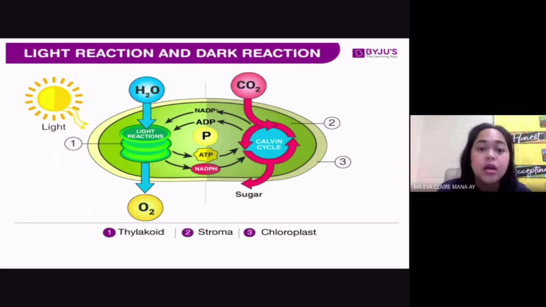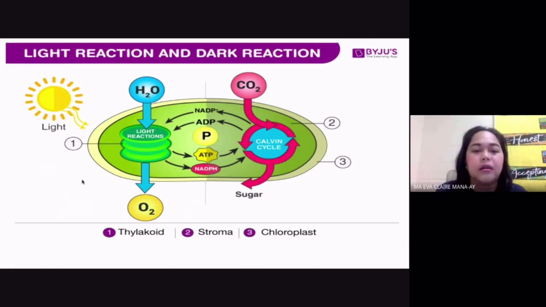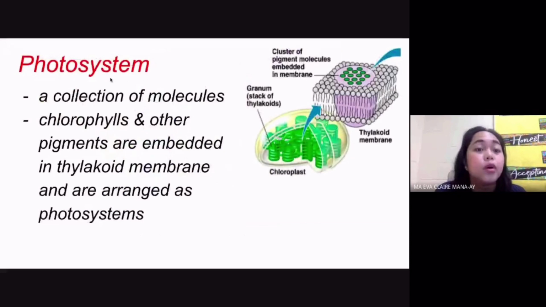Now we go inside your thylakoids here. What happens? How does your plant harness energy coming from the sun? Now we have what we call photosystems. A photosystem is a collection of molecules. Your chlorophylls and other pigments are embedded in the thylakoid. I've talked about the thylakoid. This is where the light reaction happens, and they are arranged as photosystems.